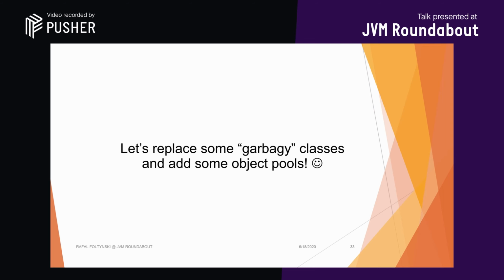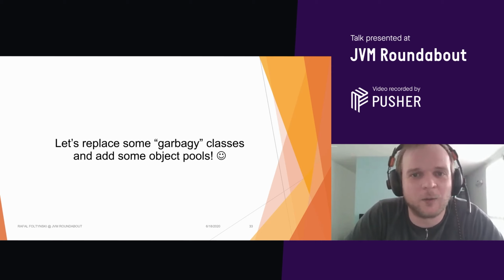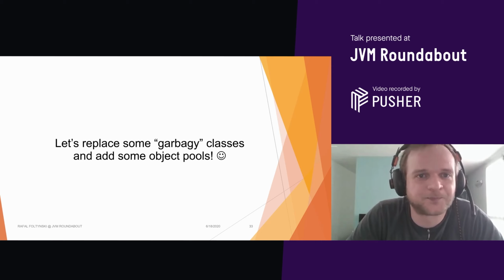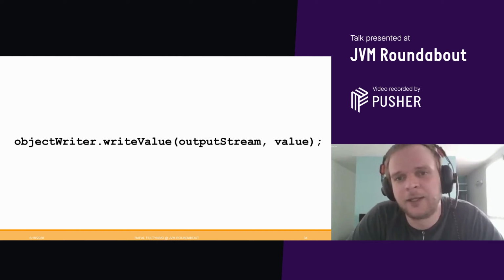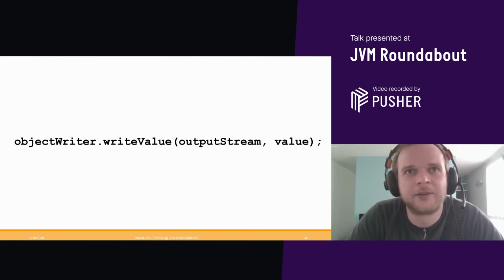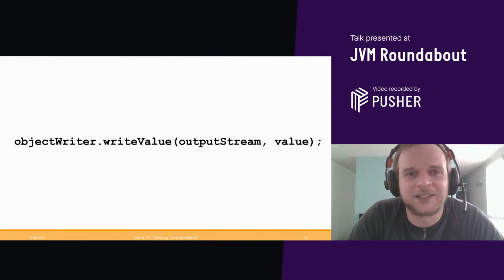So let's replace some garbage classes and add some object pools and see what sort of results we're gonna get. I thought about writing value directly to an output stream, but then the output stream would probably have to be a byte array. So I would have to allocate this byte array somehow, and end up in more or less the same place where I was before, allocating a lot of bytes instead of raw strings.